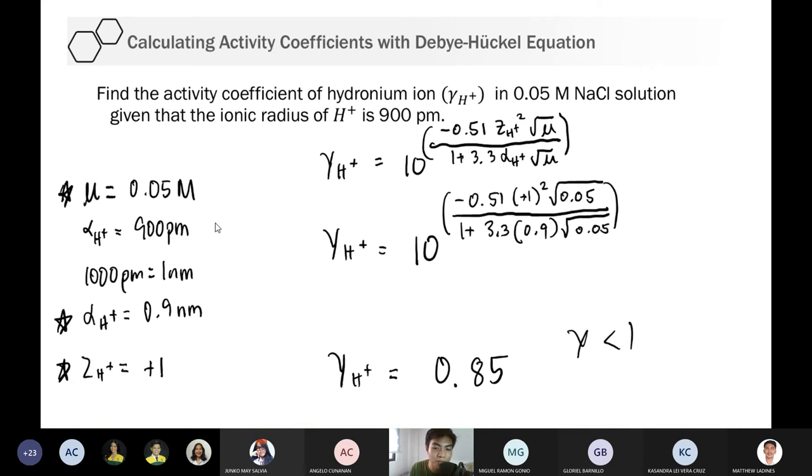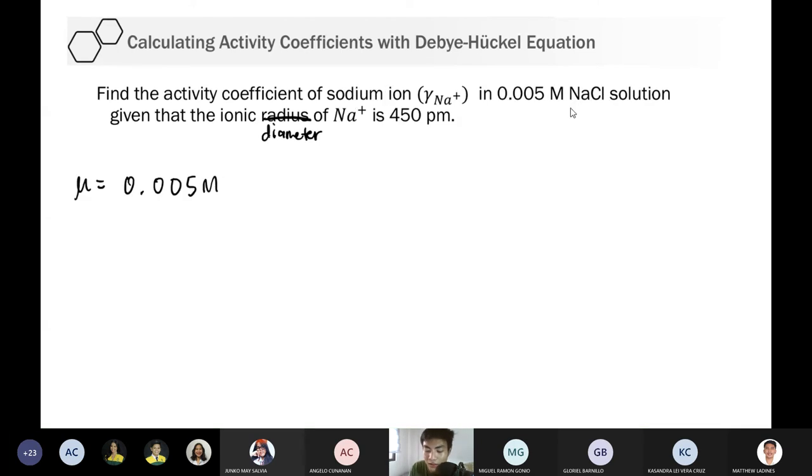Tignan nyo, 0.005. Yun din naman yung mu, di ba? Pero kapag hindi na yan, kunwari may positive 2 na yan, may negative 2 na, hindi na gumagana yung shortcut ko doon. So, i-manual solving mo yun.